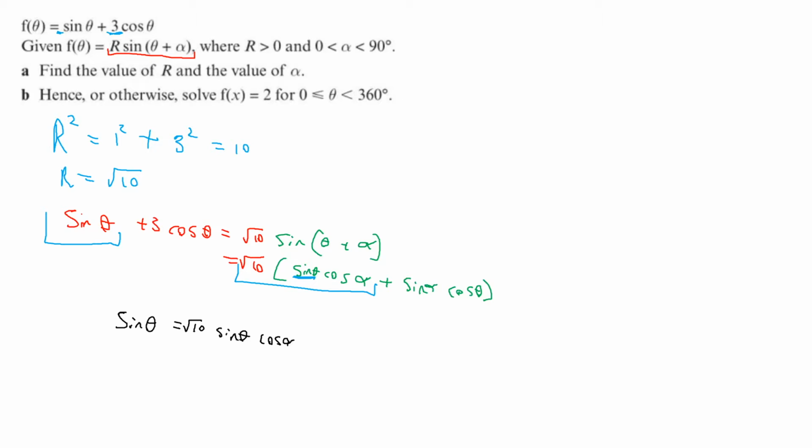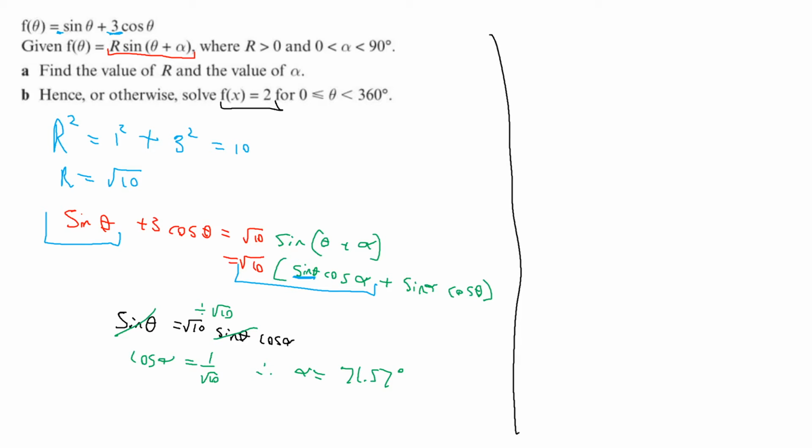And the rest is just like solving a trigonometric equation. We eliminate sine theta because we don't want to look for it, and we divide both sides by root 10. So cos alpha is equal to 1 over root 10. And so therefore alpha is equal to, you can plug that into your calculator, and we should get an answer of 71.57 degrees.